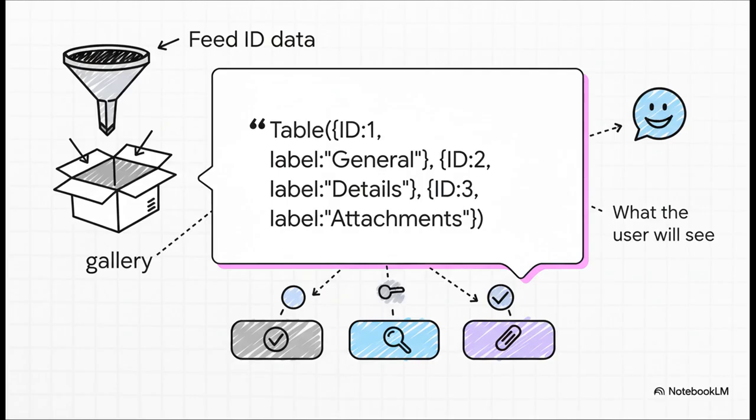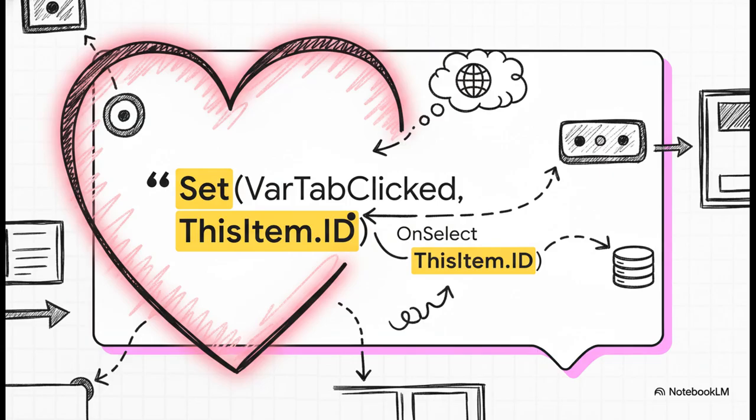Simple as that. This right here, this is the magic moment. When a user clicks a tab, we have to remember which one they picked. We do that in the button's OnSelect property. This one little line of code creates a variable, think of it like a piece of short-term memory for the app, and we store the ID of the clicked tab right inside it. From this point on, the app knows which tab is active.